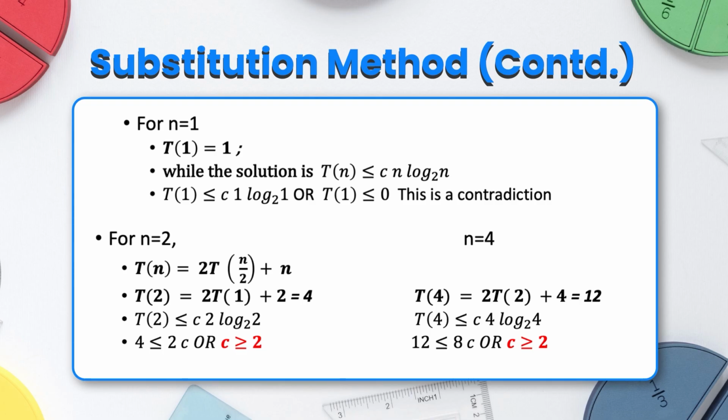So T2 becomes 2 times T1 plus 2. All right. And T1 is 1 as far as the function is concerned, right? So T1 was 1. So we get 2 plus 2 equals 4, right? So the value at T2 is 4.